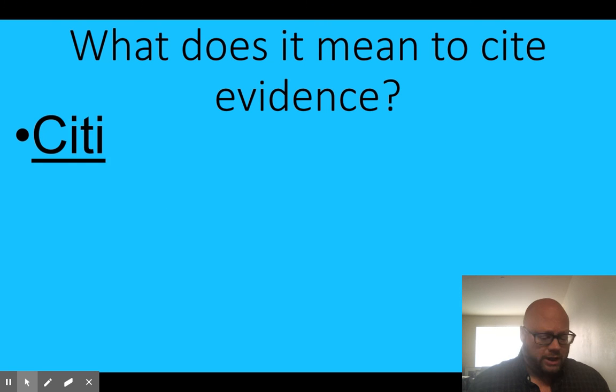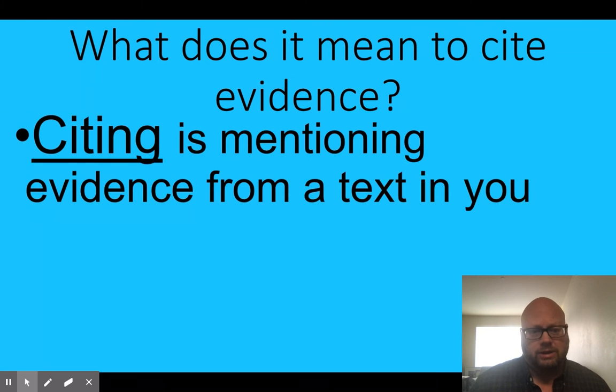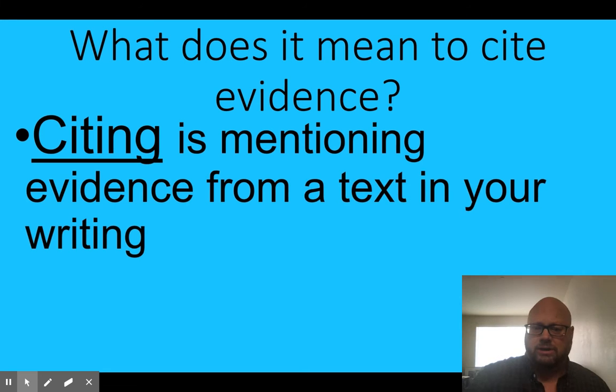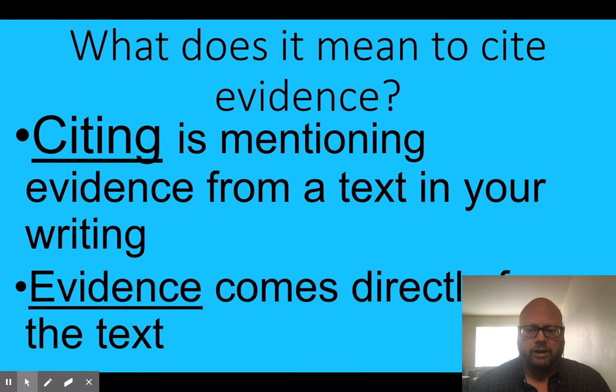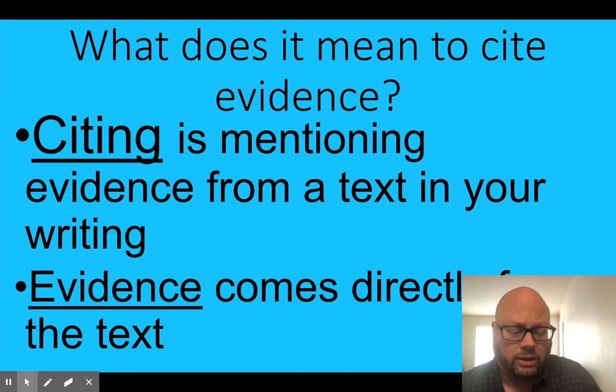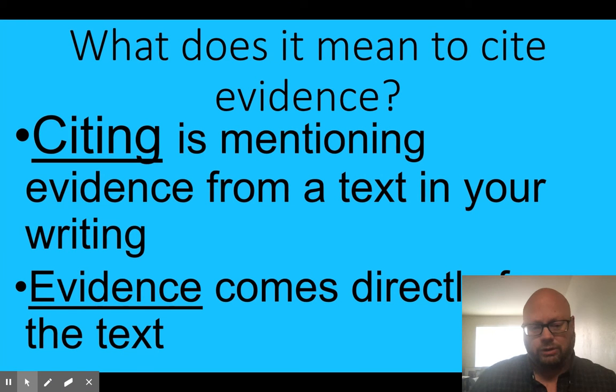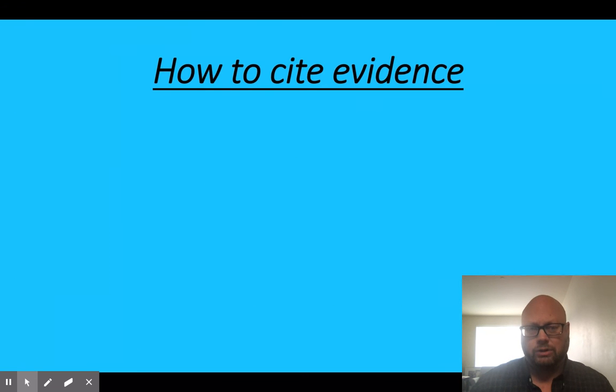So what does it mean to cite evidence? Basically, citing is mentioning evidence from a text in your writing. So you're supporting what you're saying using someone else's words, someone else's text, and the evidence comes directly from that text, and you insert it into your writing. Okay, and just like I said before, there's two ways of doing it. We're going to concentrate on the way of just rewriting the words into your own.